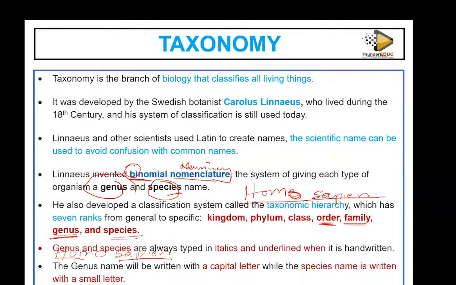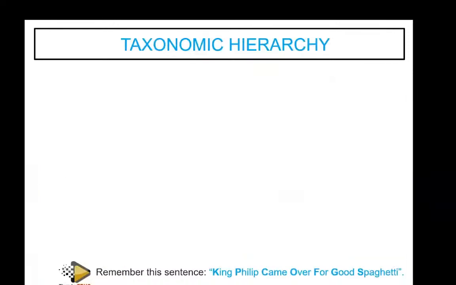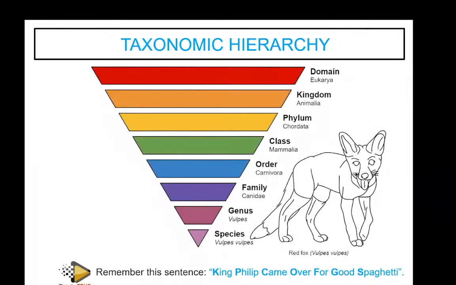Now, the genus name will be written with a capital letter. I explained it, it must be with a capital letter. While the species name must be written with a small letter. After that, we combine them. Let's look at this diagram designed for you.